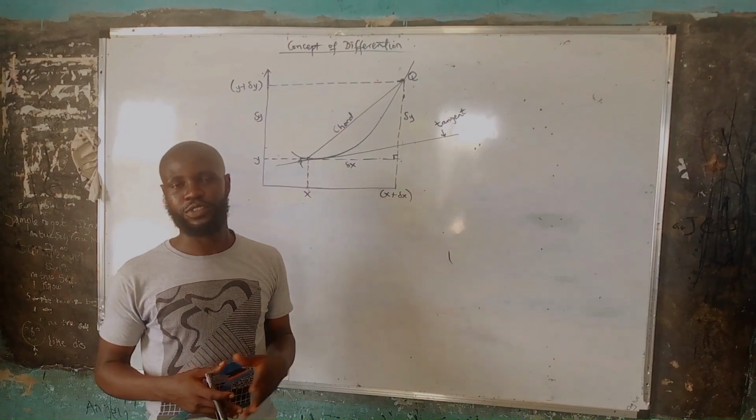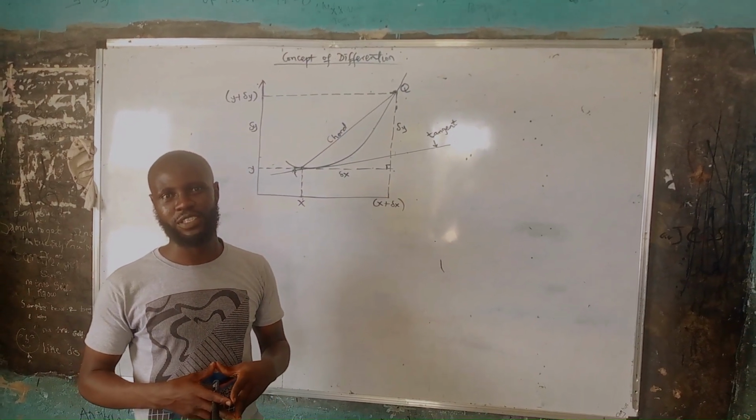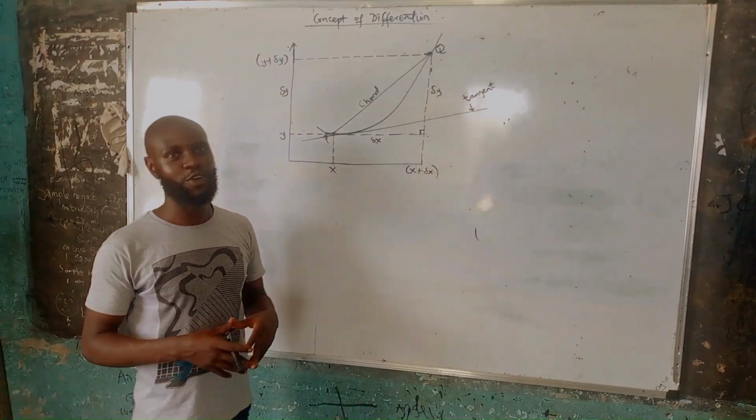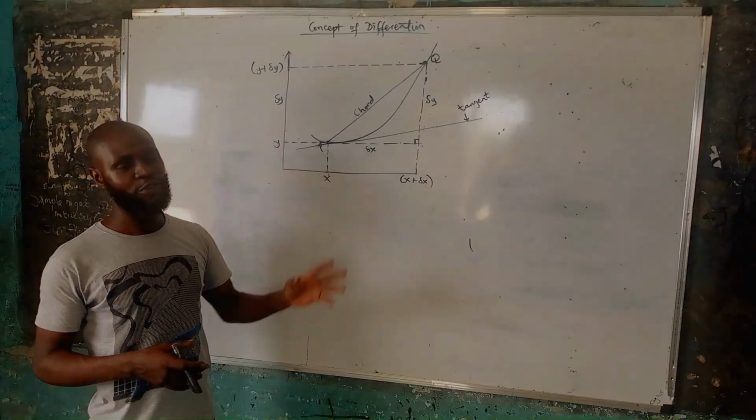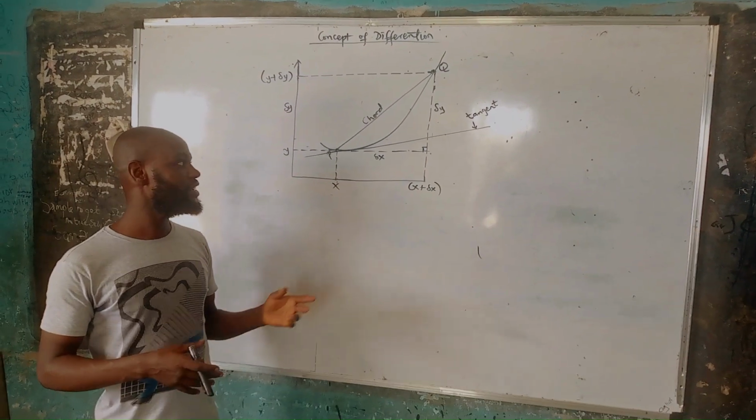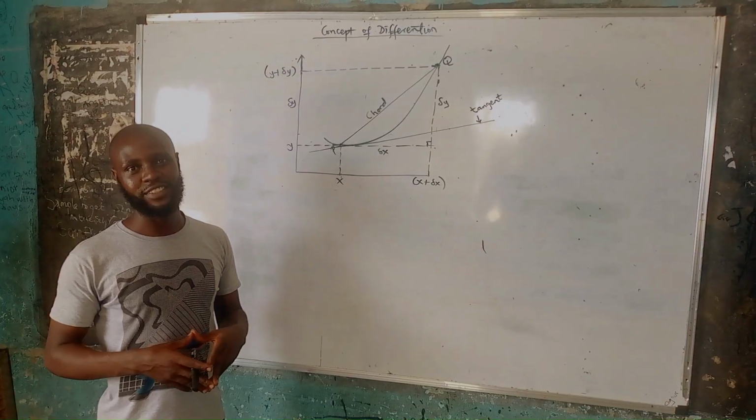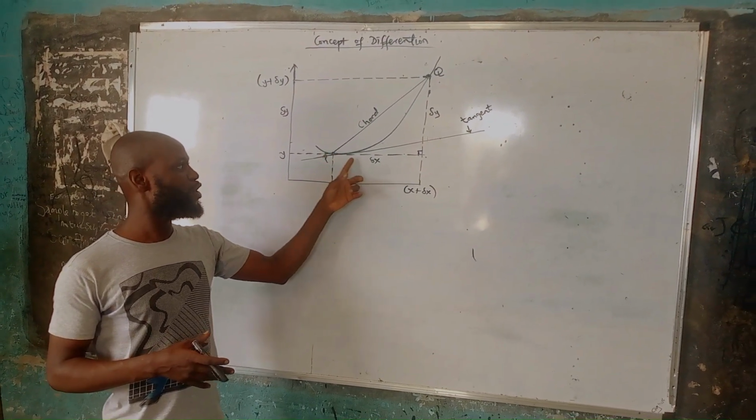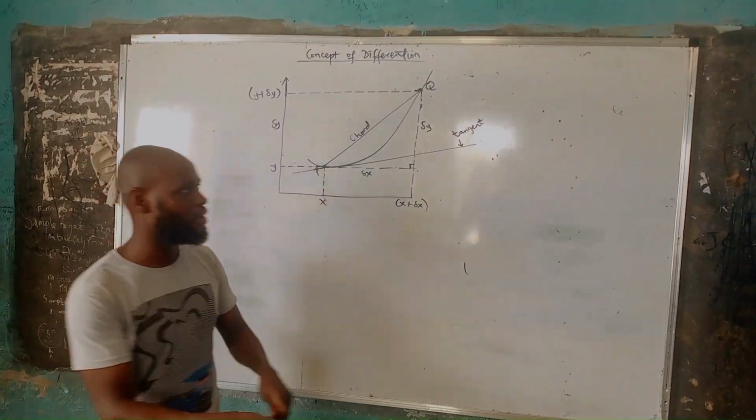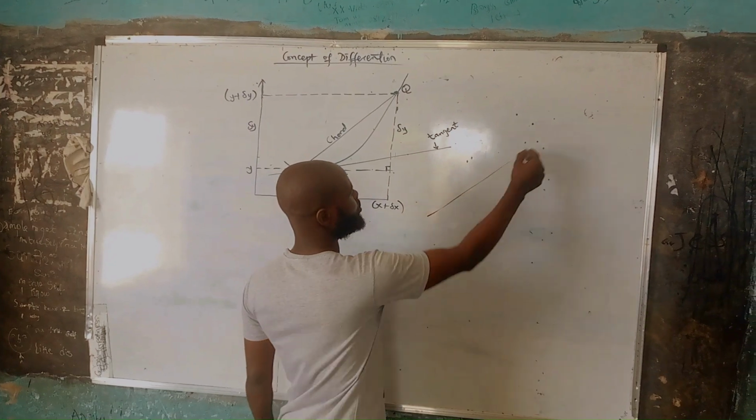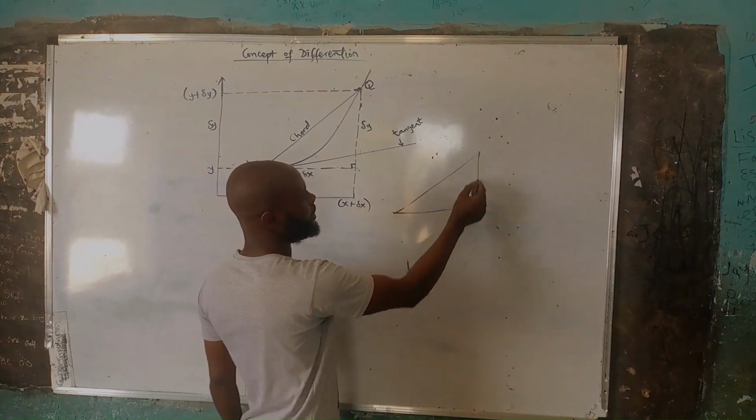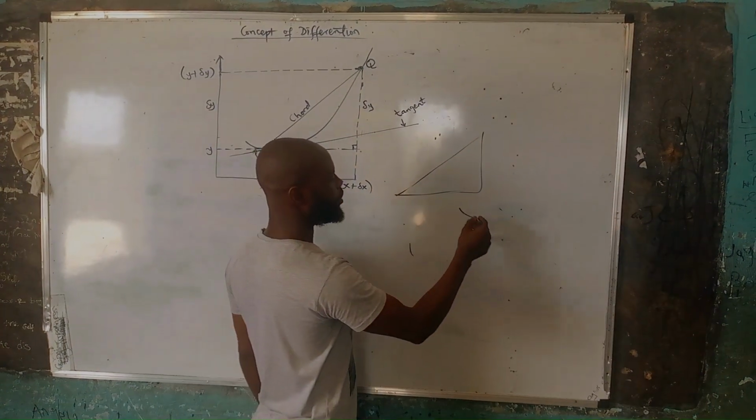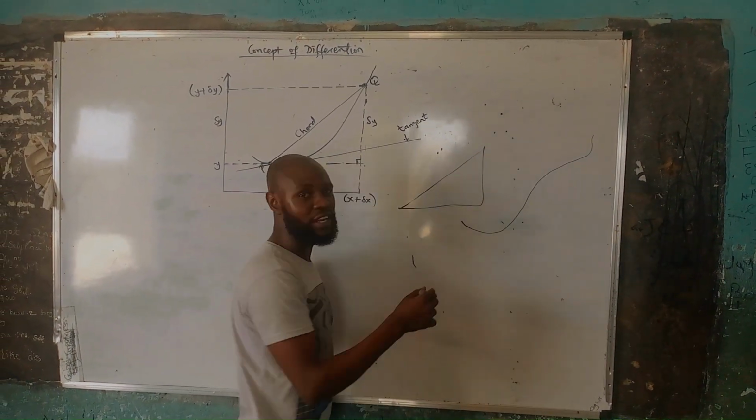Today we want to treat the concept of differentiation. Differentiation, the concept itself, starts from the gradients of a curve. When we say gradient of a curve, we all know that the gradient of a curve is not constant. It varies from one point to another point on the curve, unlike a straight line. When we draw a straight line, the gradient of a straight line is constant. But for the case of a curve, it varies.